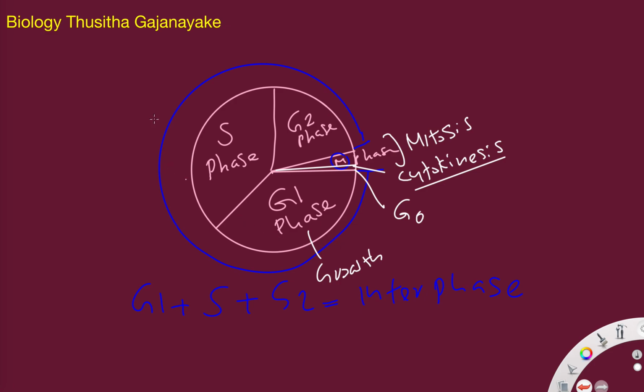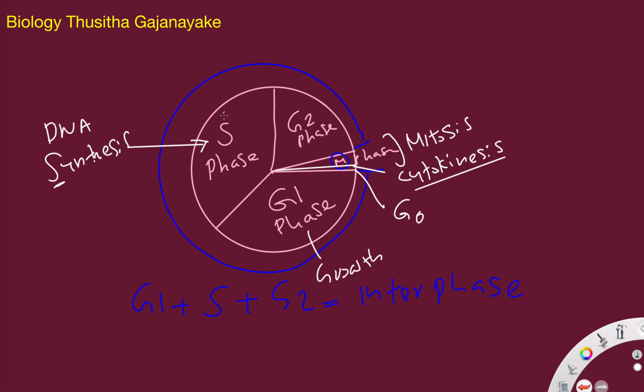Now when it comes to here, the next stage is the S phase. S phase is DNA synthesis. We learn this stage as a separate lesson under DNA replication. That's the semi-conservative way of DNA replication. It's a completely different lesson. We learn it there.